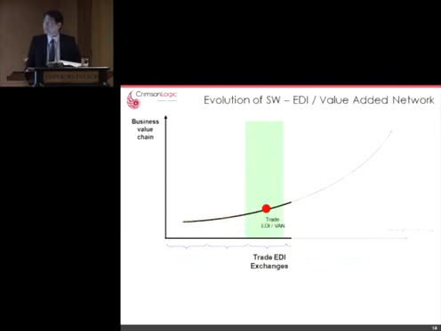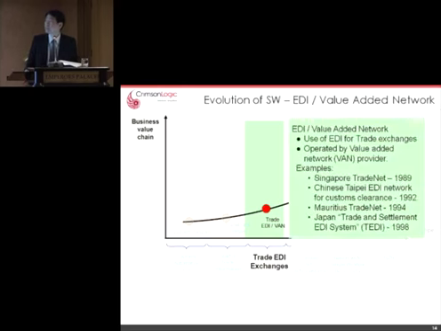Next stage is the trade EDI and VAN, because in order for electronic submission of forms, of manifest, of declaration, you need an infrastructure to capture the data and to distribute it. For that to happen, usually in the late 80s and early 90s, what we call the value-added network is formed to handle all these transactions. Okay, an example would be Singapore TradeNet, Chinese Taipei EDI network, and Mauritius TradeNet.